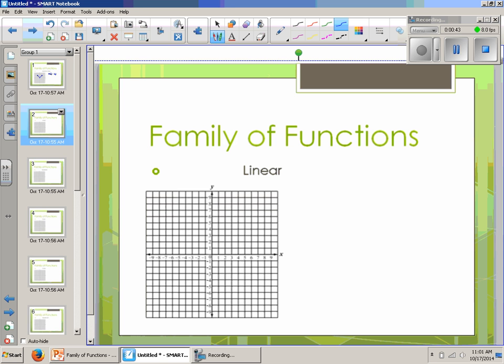Linear function. Exactly what it means. We have a line. So if we see a line, we have a linear function. And that's just f of x equals x.